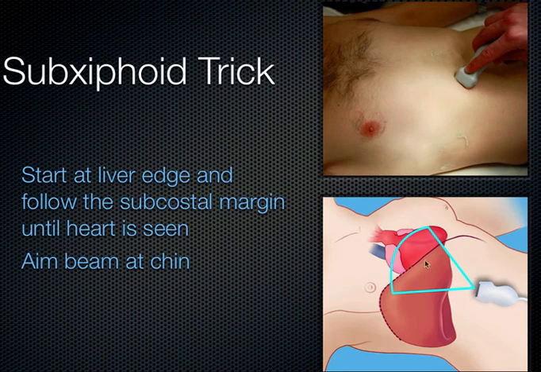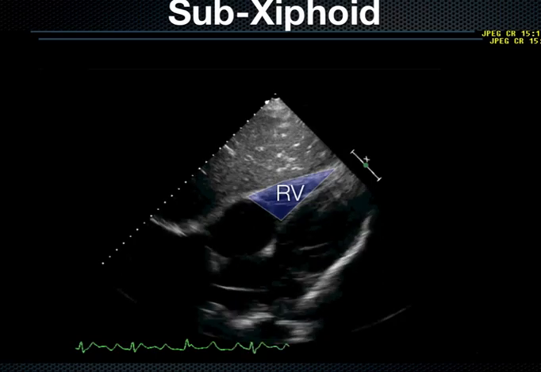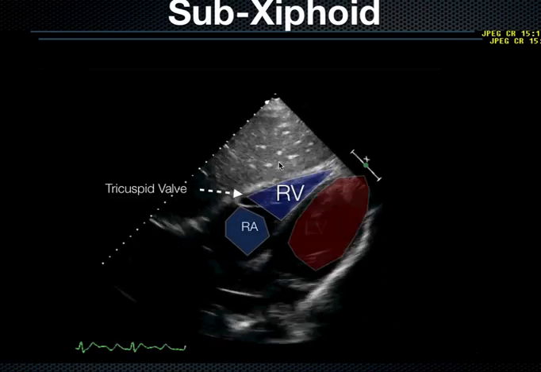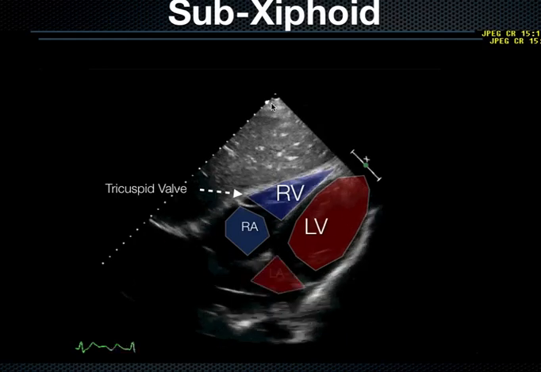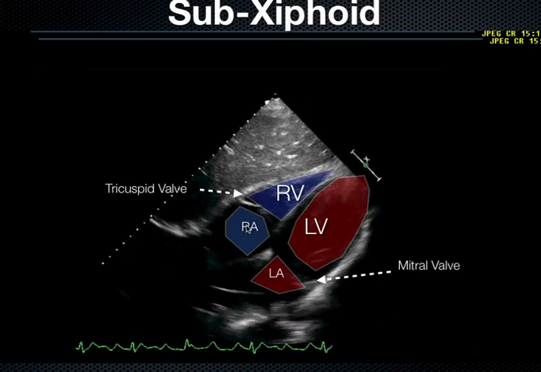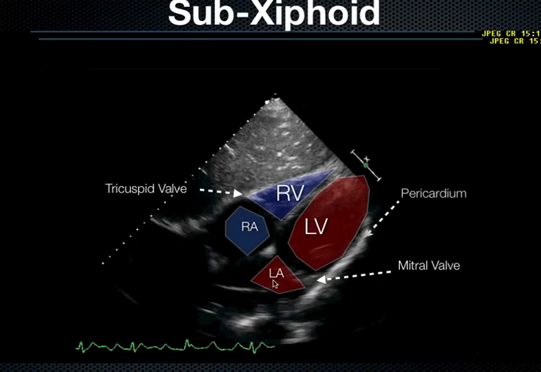You never want to go past midline, because if you go over here to the left side of the body, well, there's no more liver over here anymore, and you're not going to see the heart. You've got to stop right about midline and aim the beam right towards the chin. And what you see here is liver on the top of the screen, because that's what you're using. That's your acoustic window. You're throwing the sound through the liver to first see the right ventricle and the right atrium, and then see the left ventricle and the left atrium.